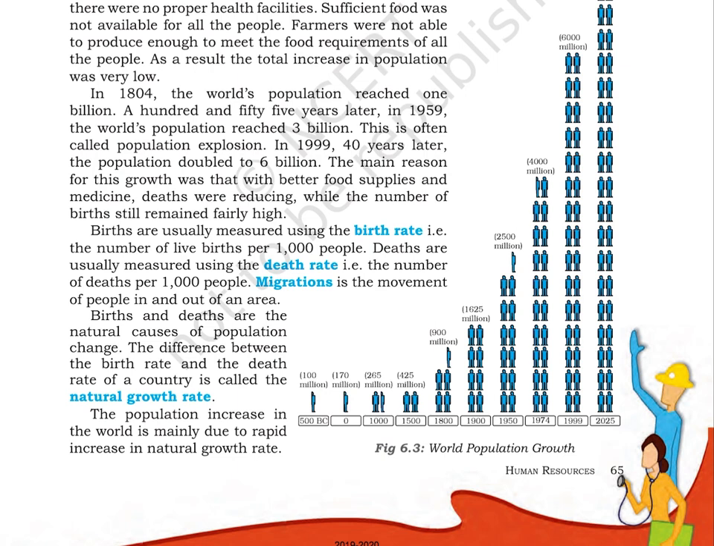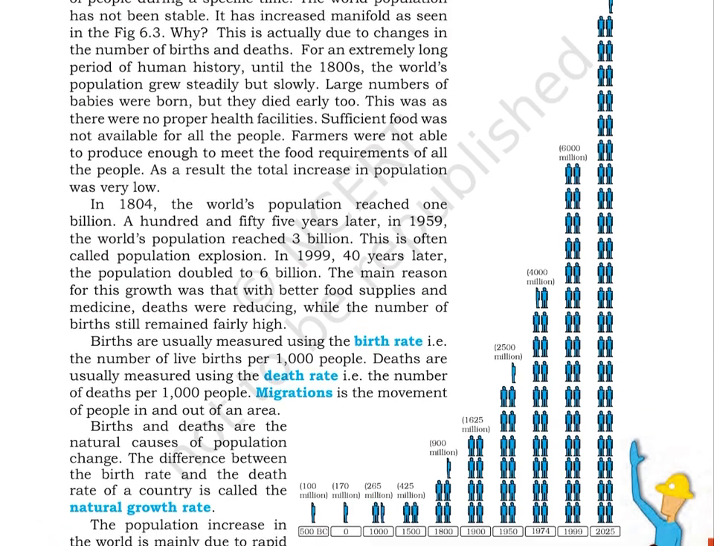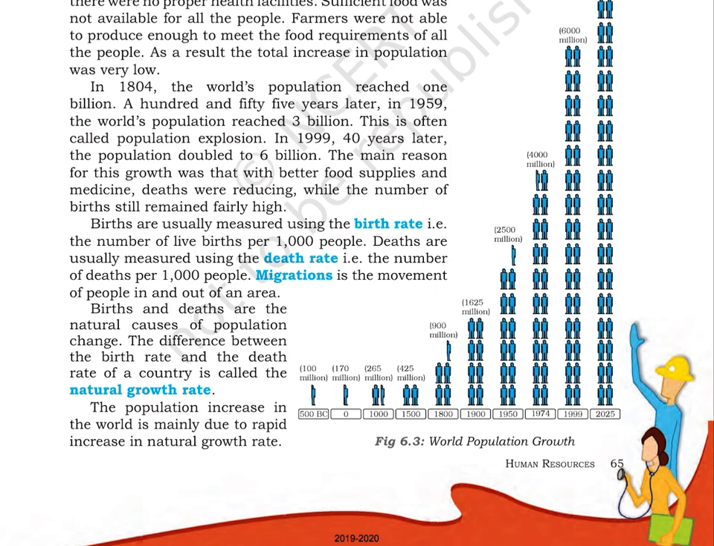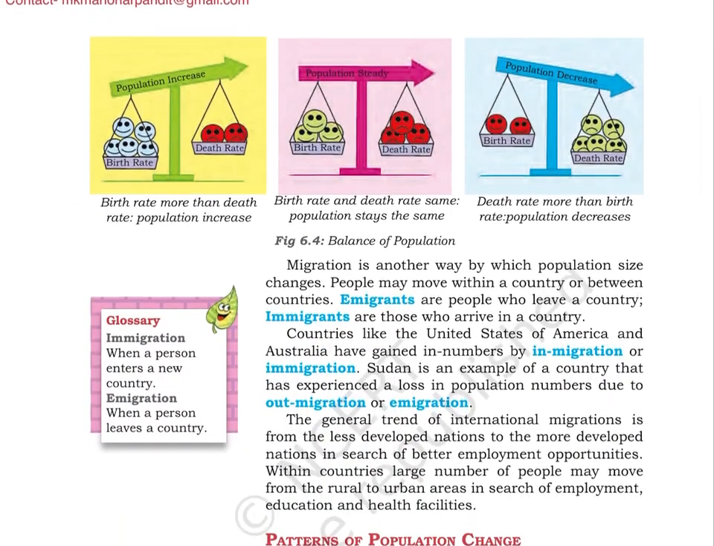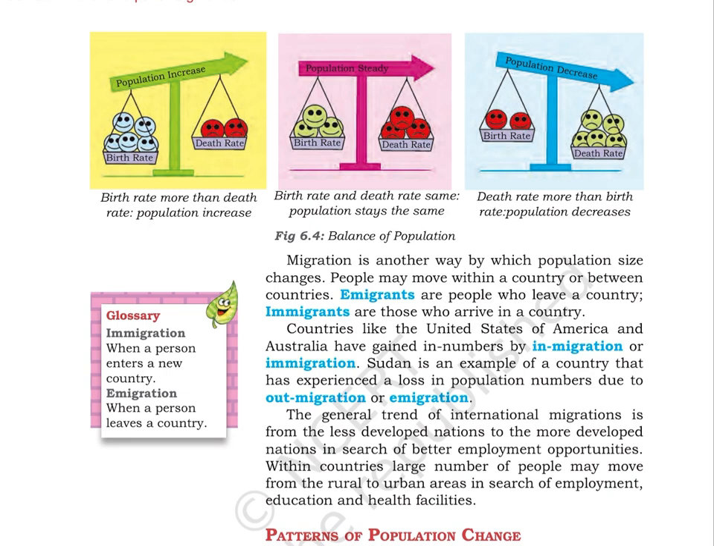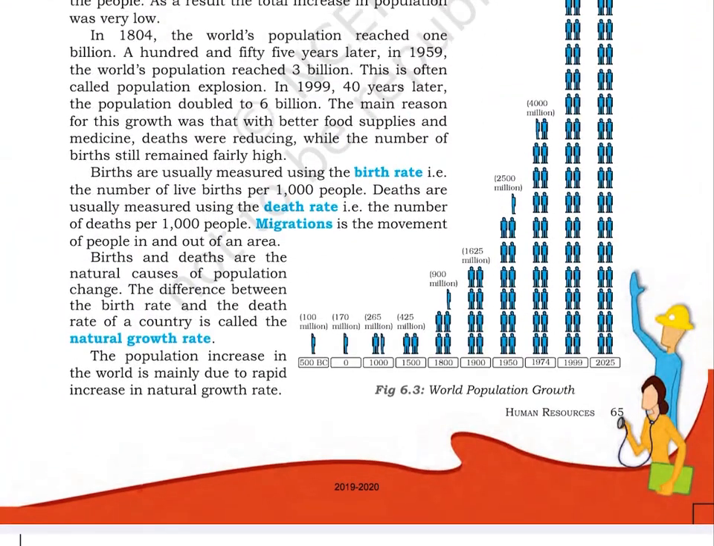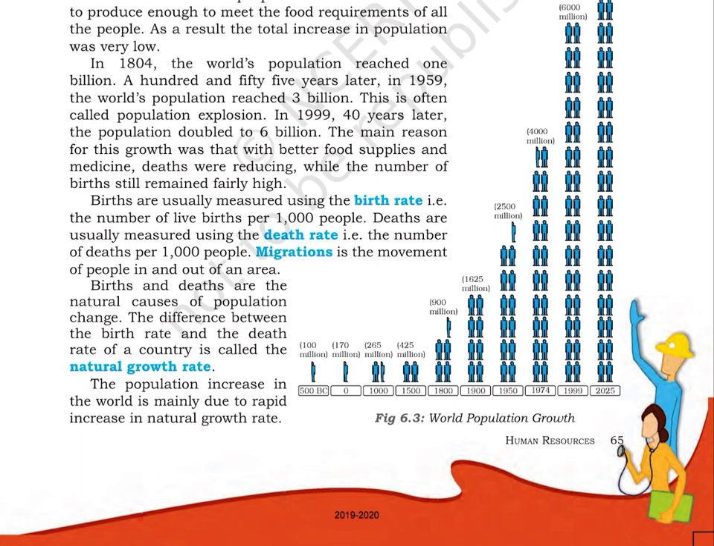At the bottom right side of page number 65, there is a diagram given named Figure 6.3 World Population Growth. In this diagram, the growth in population of the whole world has been shown in the form of single units. For example, in 500 BC, the population of the world was 100 million. Then, in the year 0, the world population was 170 million. Then, in the year 1000, it was 265 million. Then, in the year 1500, it was 425 million.